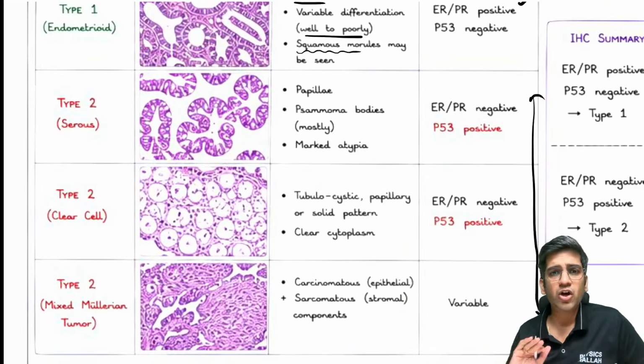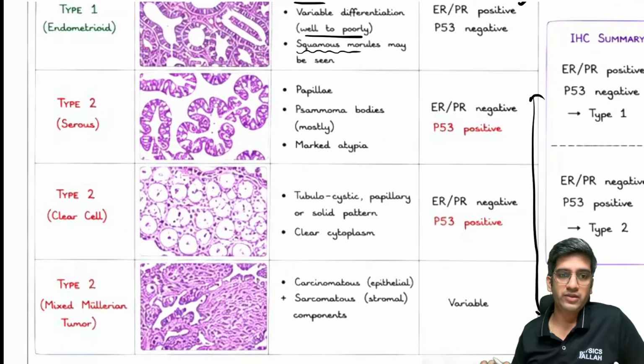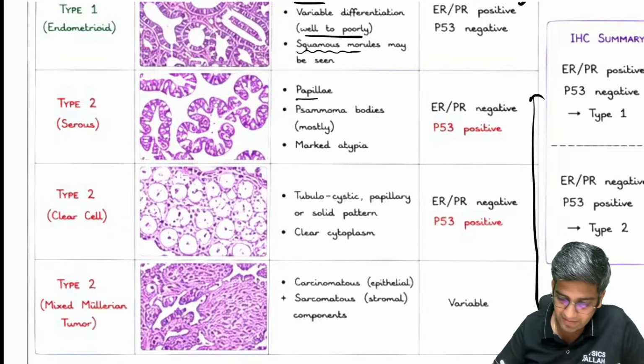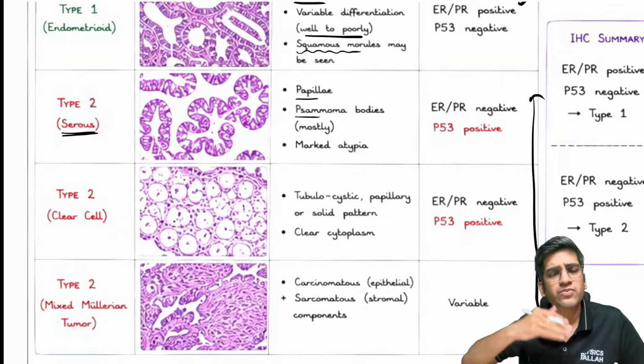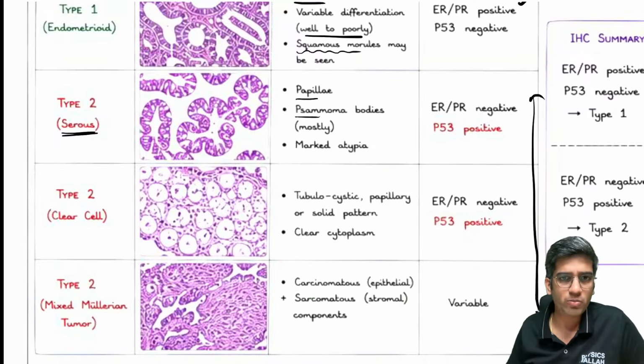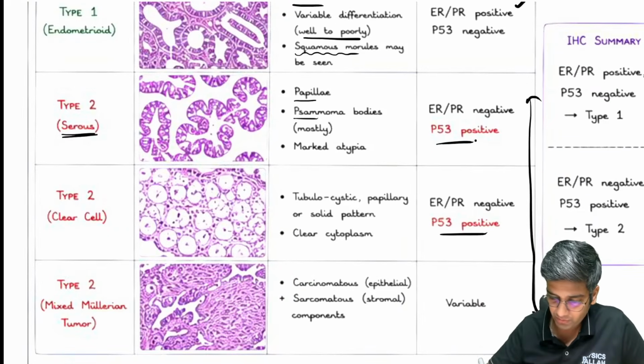It will be variable or they will be negative, because they are not estrogen dependent. Fine. In type 2, we have papillae, psammoma bodies because they are serous type. Anything serous, we call them serous adenocarcinoma of the endometrium. Papillae, psammoma bodies, very pleomorphic. Obviously a bad one, right? P53 positive.